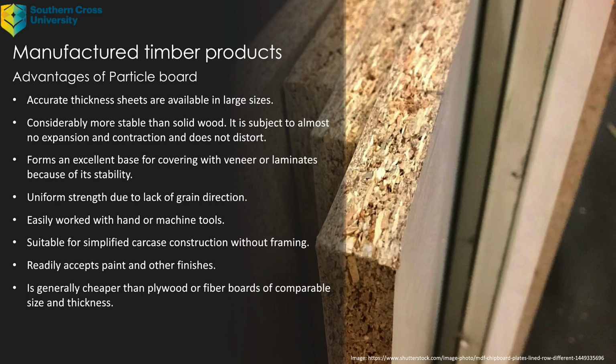It's got uniform strength due to lack of grain direction. It's easily worked with hand or machine tools, with some caveats there. So for example, yes, it is easily worked, but if I was using a plane on it, it would tend to chip out a bit. It's suitable for simplified carcass construction without framing. It readily accepts paint and other finishes. It's generally cheaper than plywood or fibre boards of comparable size and thickness. It's probably one of the cheapest manufactured board materials available.